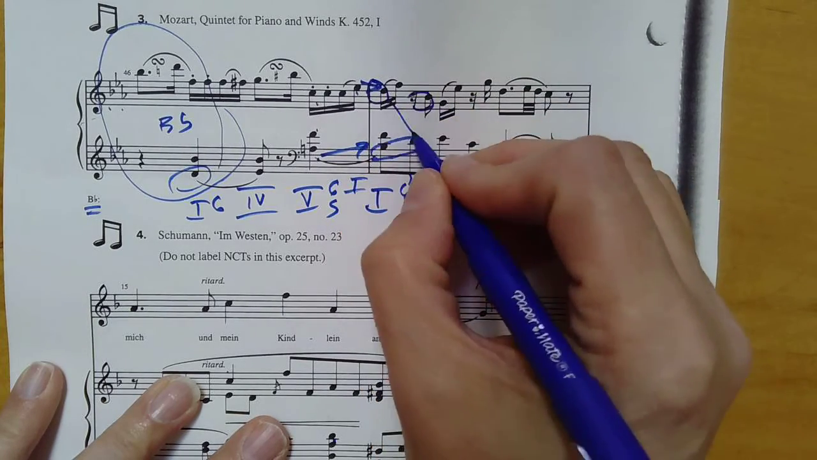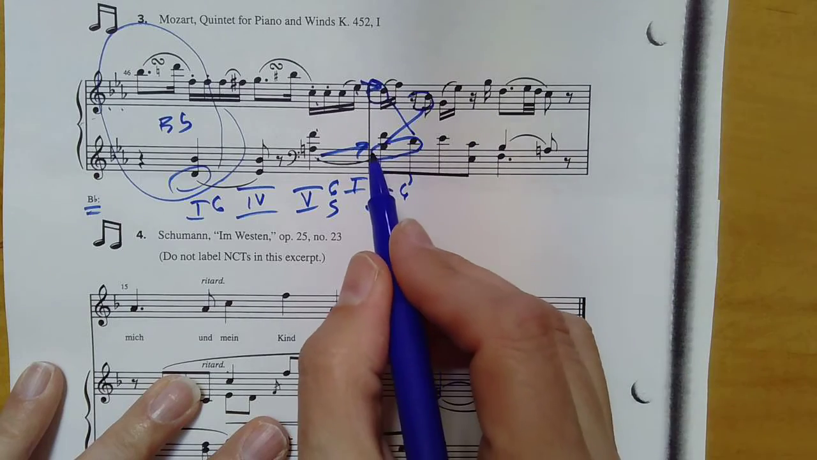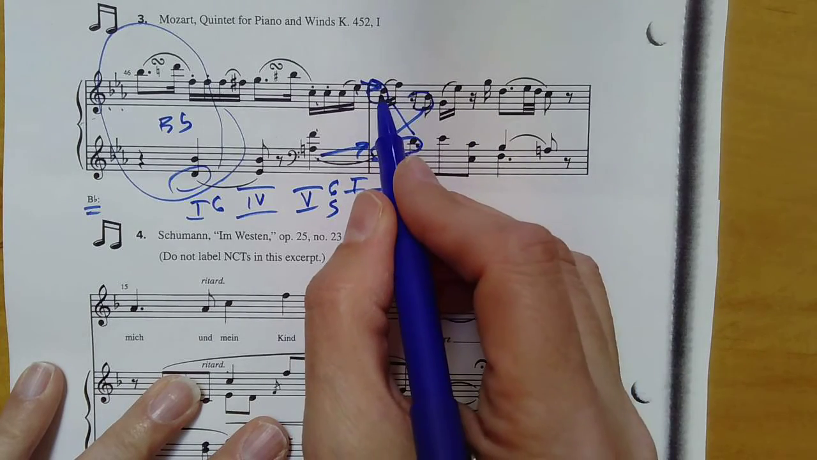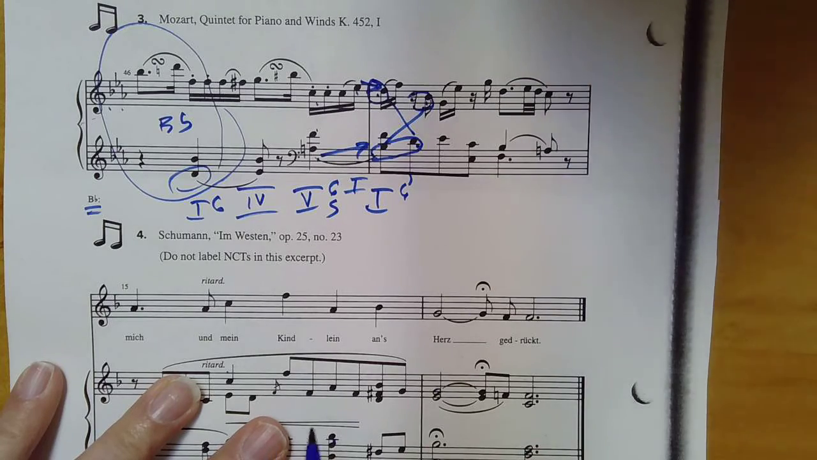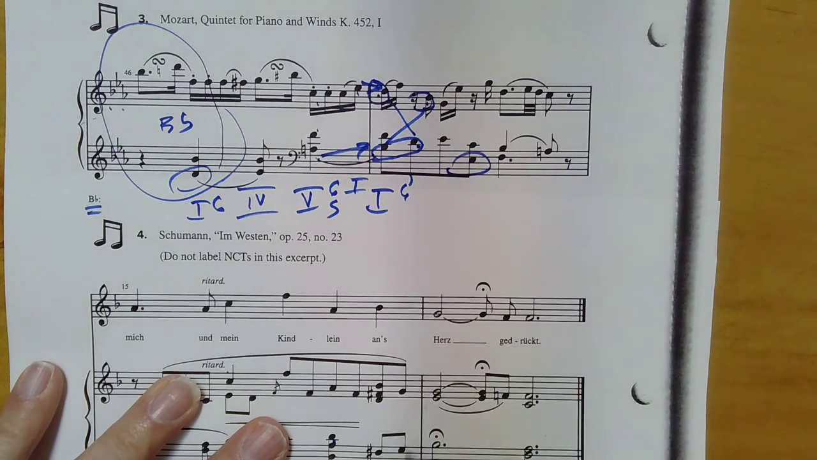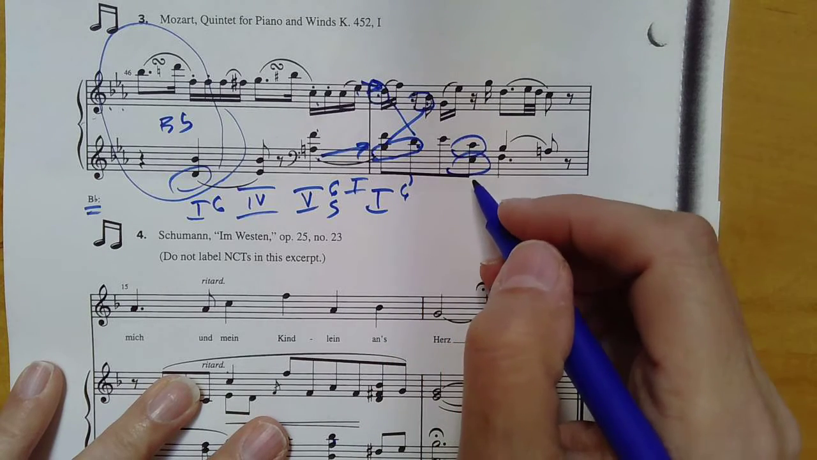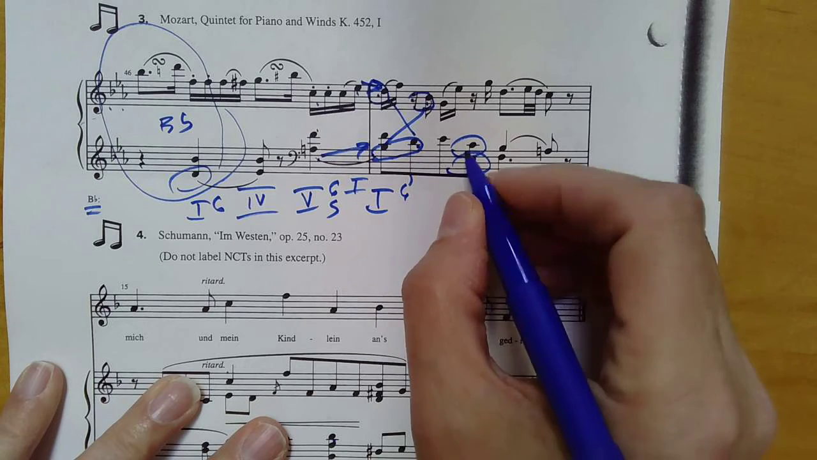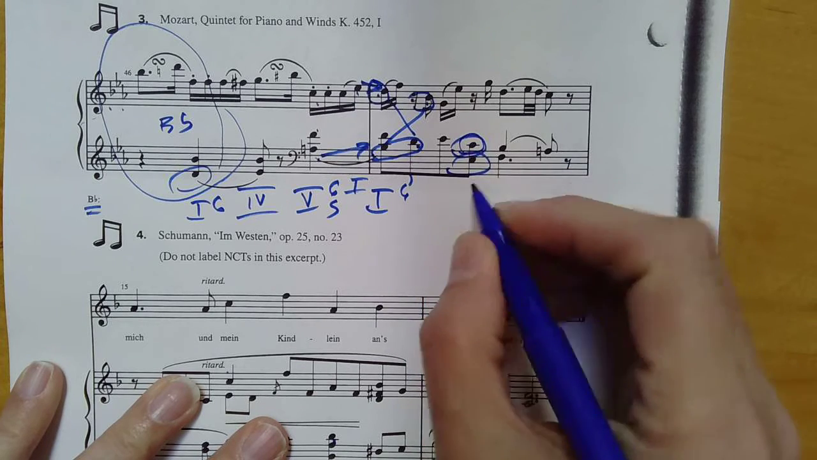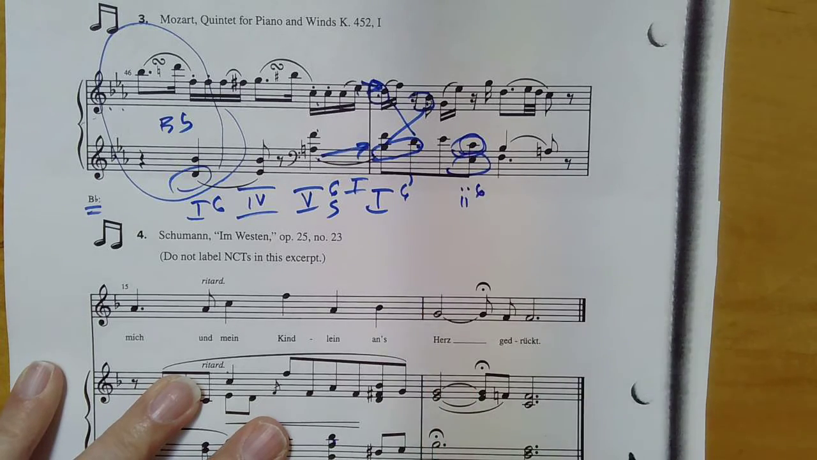Do you see this voice exchange right here? The bass goes B flat, D, while the upper voice goes D, B flat. And now we've got E flat in the bass. We've got C. With the C here, this is a 2-6.